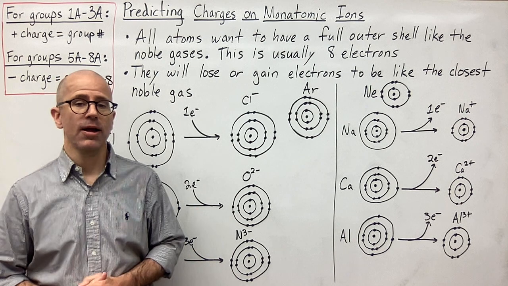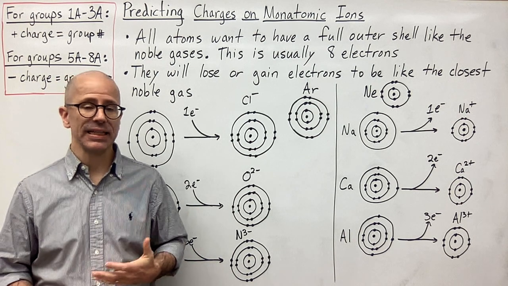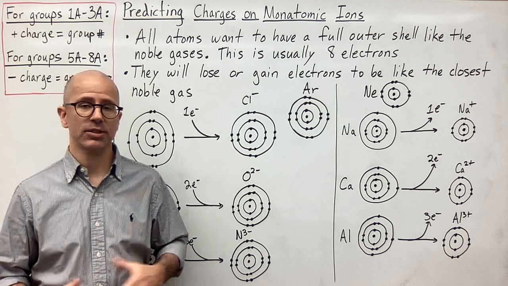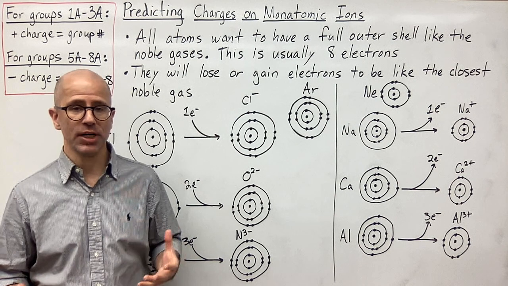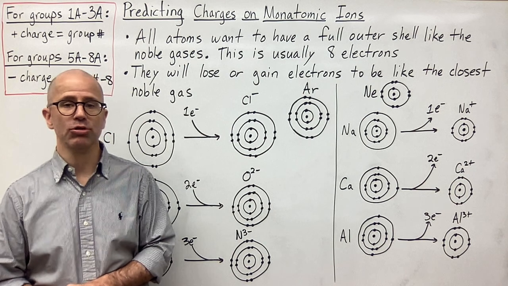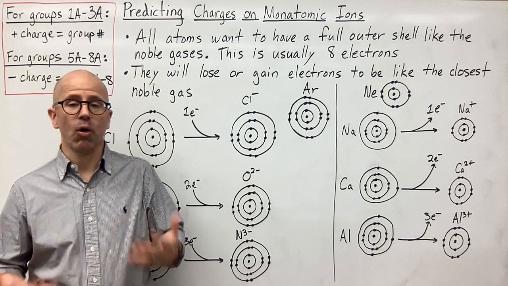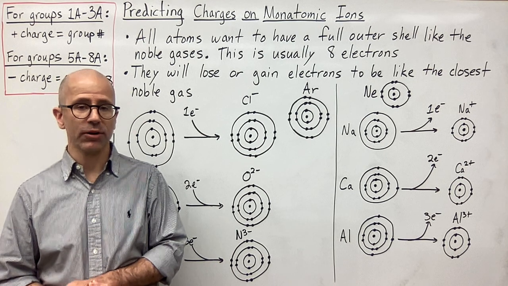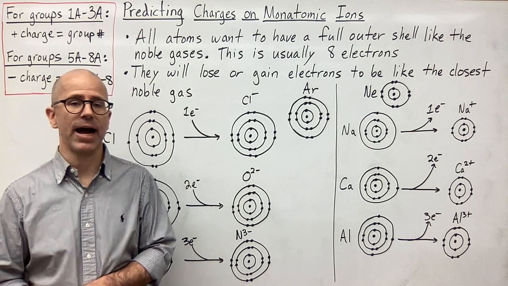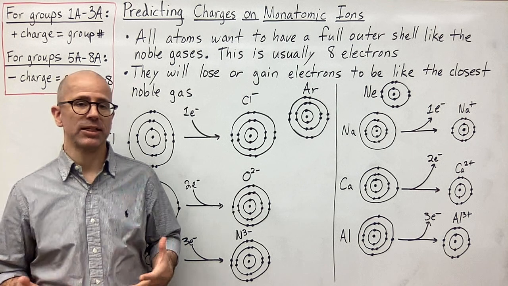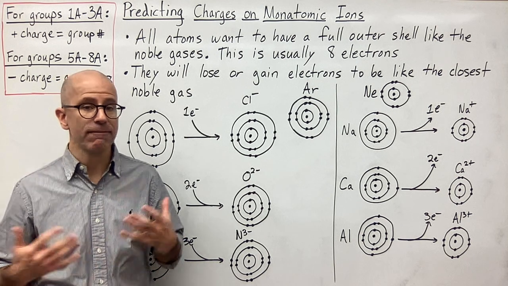So if you are going to be like helium, then helium only has 2 electrons in its outermost shell. So for those elements that are close to helium, they're going to want 2 electrons in their outermost shell, not 8. But all other atoms are pretty much going to have 8 valence electrons. And so that's what makes them stable. That is what is considered a full outer shell.